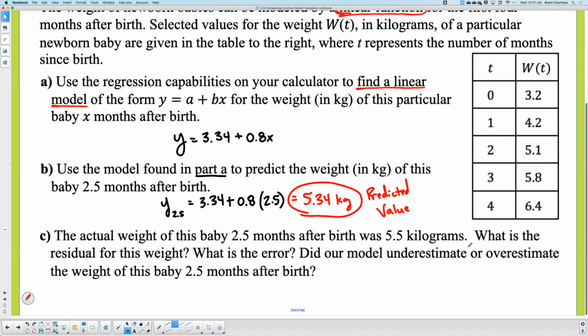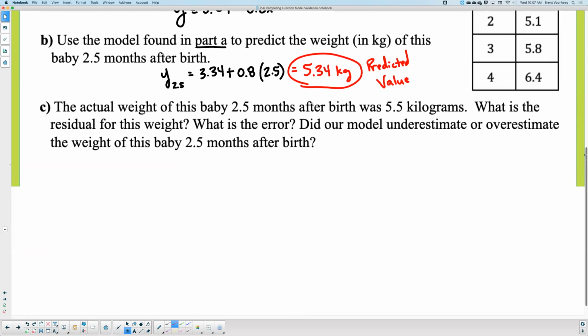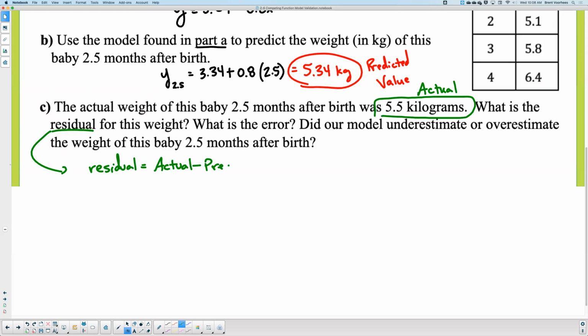All right, finally, part C says, let me go down a little bit. It says the actual weight of the baby 2.5 months after birth was 5.5 kilograms. So what did they just give us right here? This is the actual. What is the residual for this weight? Now, what's the formula to find the residual? The residual is equal to the actual minus the predicted. So let's substitute. What was the actual? And the predicted? And what do we get? 0.16. All right. So this is the residual for the weight.